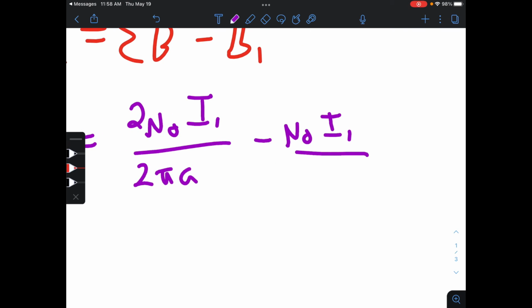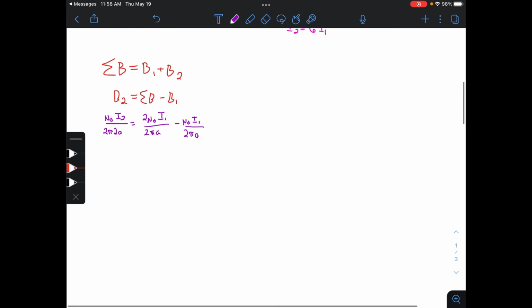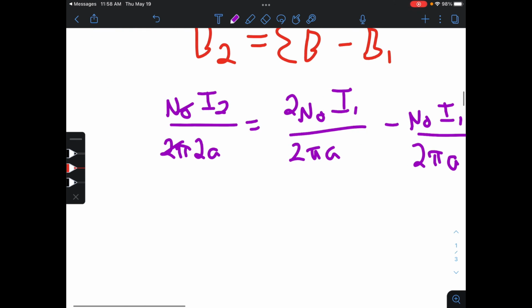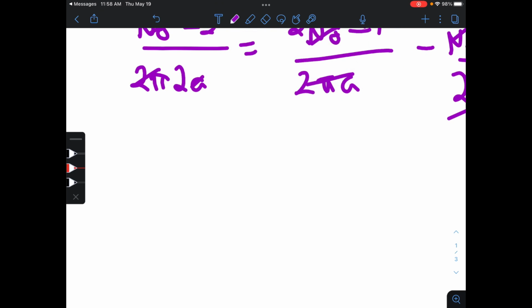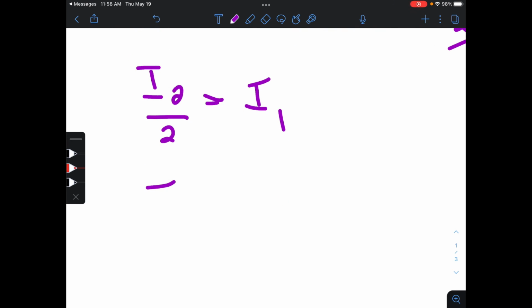Obviously, you don't want to plug in all these constants and symbols into your calculator when you can easily just cross them out like this. Because again, you'll accidentally cross out that 2, and then all of a sudden your answer is not even close to what it should be. So now this equation will simplify to this.